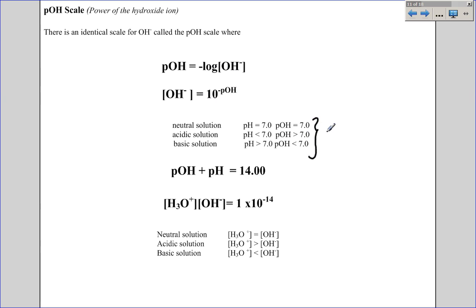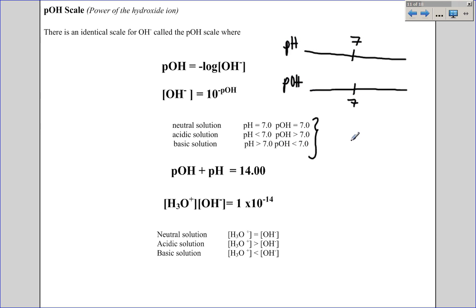Now this here summarizes, when you have the pH, whether or not a solution is neutral, acidic, or basic. So when the pH is 7, it's neutral. When it's less than 7, it's acidic. And when it's more than 7, it's basic. We can examine a pOH scale in the same way. So neutral is 7 on the pH scale, as it will be the same on a pOH scale.